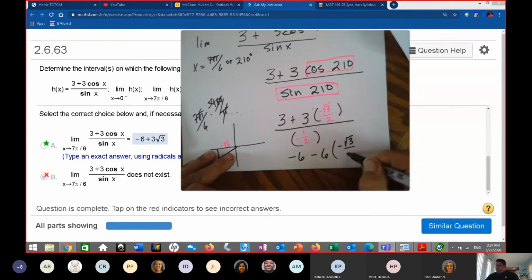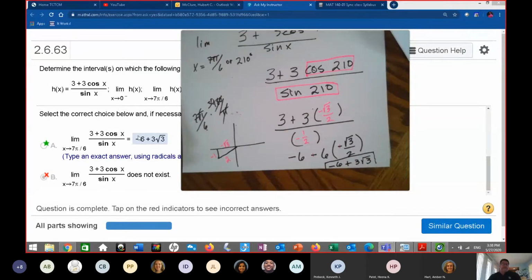And somebody tell me what happens to that negative and that negative right there. It becomes a positive. I'm going to put a positive there and a positive there, so that makes it a positive, okay? And that's going to be negative 6 plus, what's 6 divided by 2? 3 square root of 3. And that should be your answer. Look there. It's the answer.